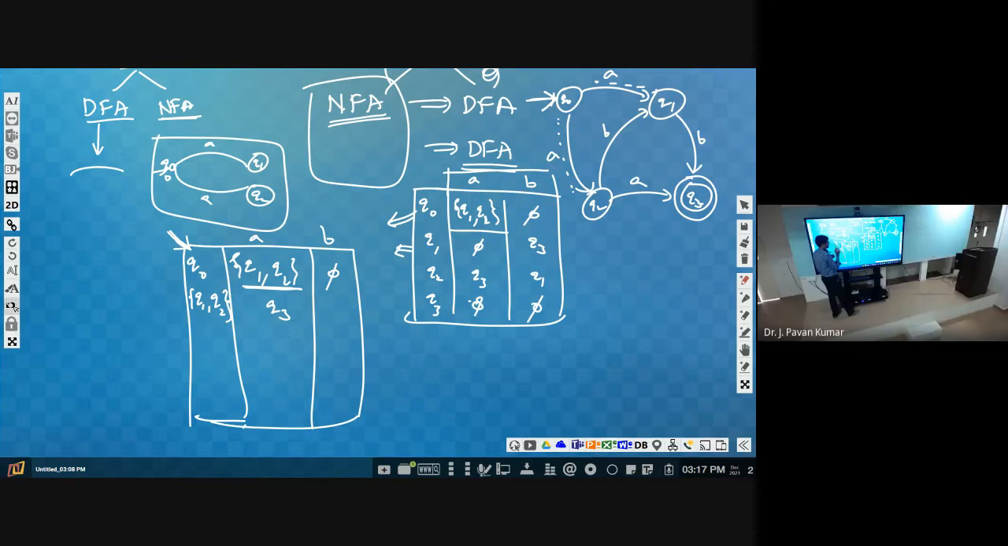Similarly, q1 comma q2 on B. Now, q1 comma q2 on B will be q1 on B union q2 on B. q1 on B is q3. q2 on B is q1. So the union of those two will be q1 comma q3. Okay. Now, as of now, how many states have we identified? q0 is the first state.